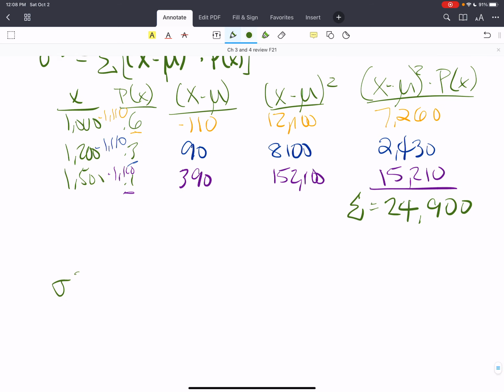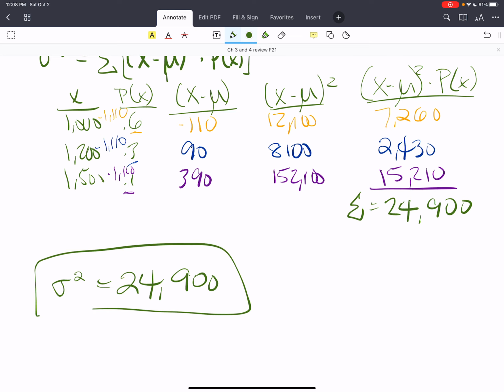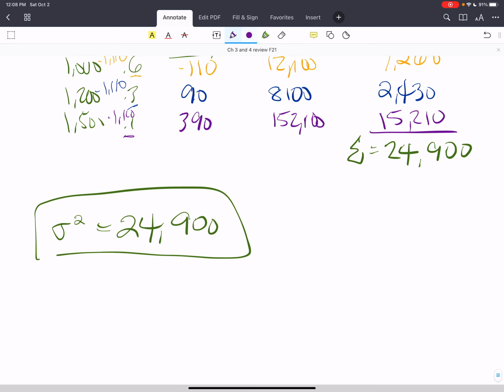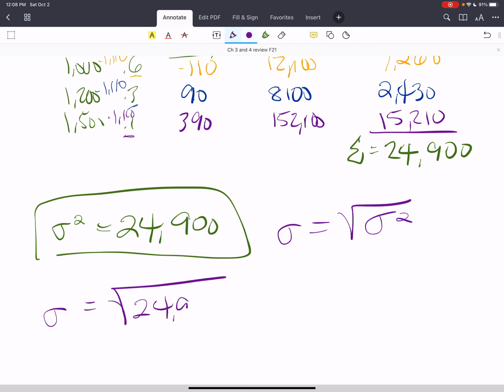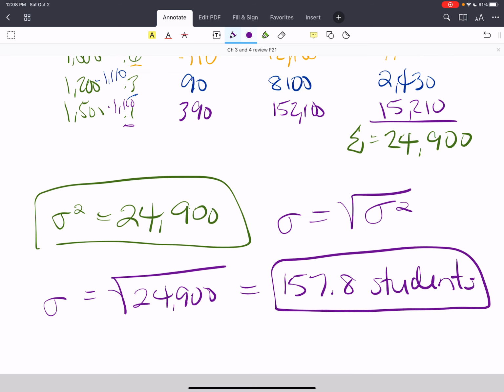So my variance, which again doesn't have much meaning, is 24,900 students squared, right? Doesn't make much sense. So then what we're going to do is find our standard deviation. And remember, our standard deviation is always simply the square root of our variance. So my standard deviation here is the square root of 24,900, or 157.8 students. That's the spread in my probability distribution.